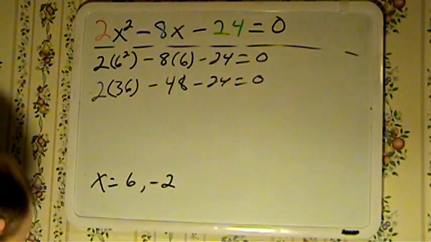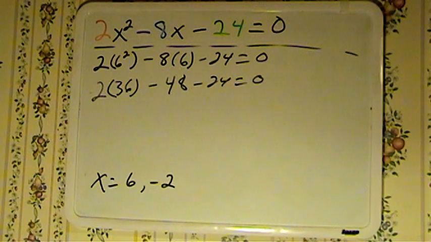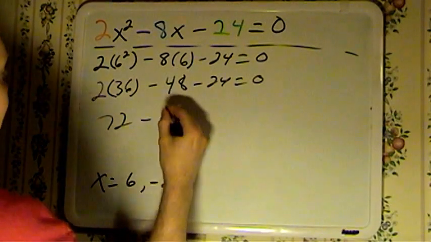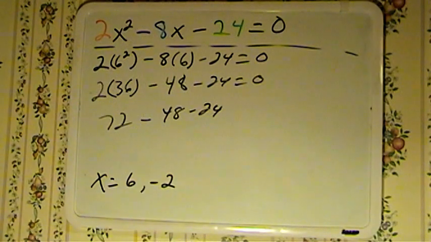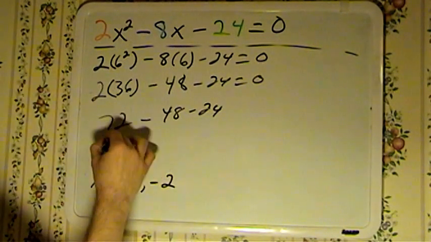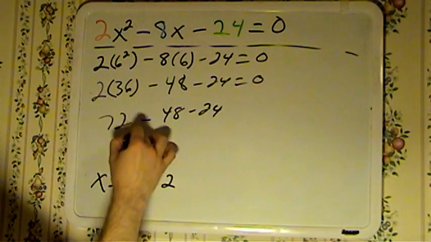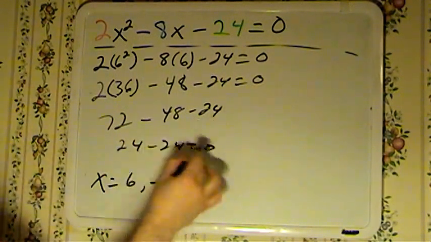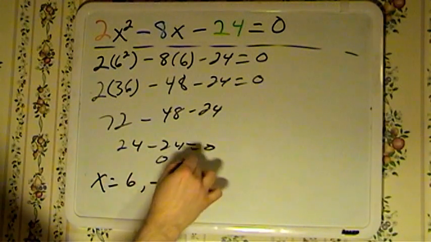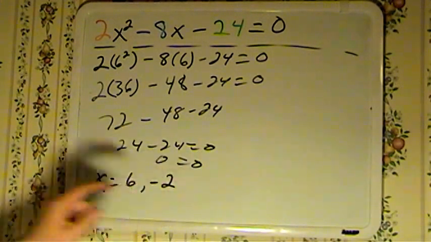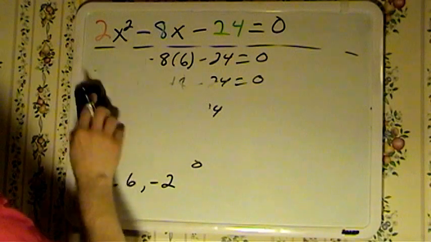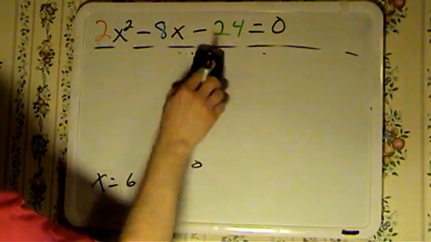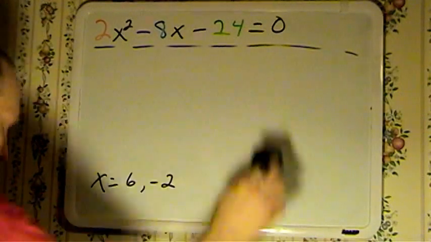Okay, so we got 36 times 2 gives us 72 minus 48 minus 24. Well, 48 and 24 together are 72. So 72 minus 48 is 24 minus 24, which equals 0. Since you have 0 on both sides, so you have 0 equals 0. It's correct, so you know that answer works. And if you want to double check your other number, you just come back and hopefully my math will work a little better this time. My brain's a little worn out.